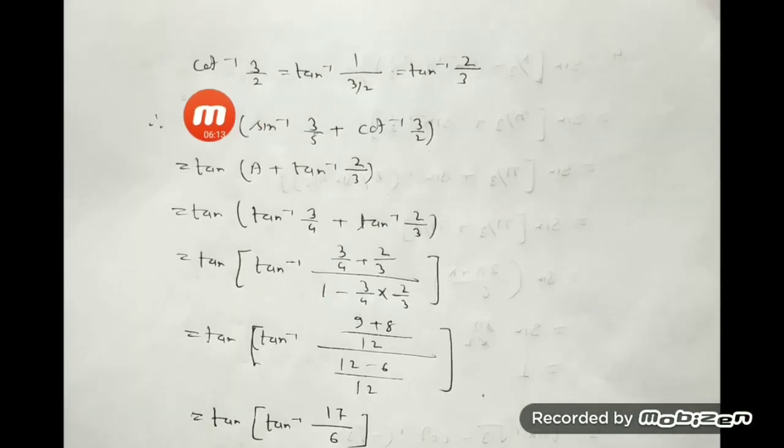Similarly, you see cot inverse is there. Cot is the reciprocal of tan. So it can be written as tan inverse of the reciprocal of 3 by 2, which is 2 by 3. Then here is the given expression. Both of them are converted in terms of tan, you see.